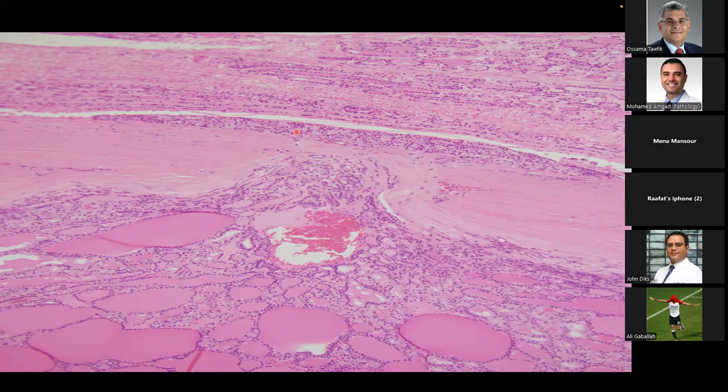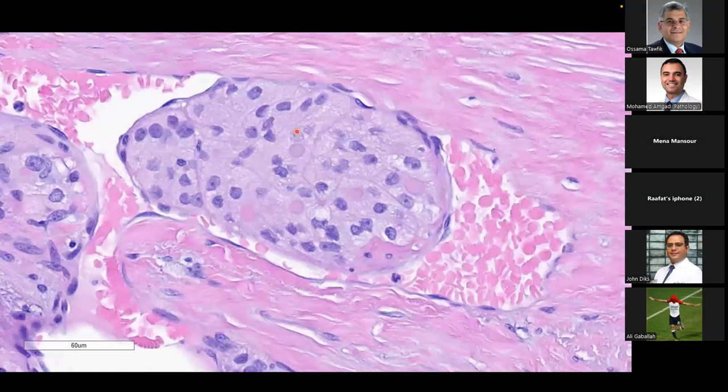What will help with capsular invasion is that it's very important to do levels. When I see something suspicious, I usually get 3 to 5 levels. I cut through the block to see if the tumor went through. So these are the patterns of capsular invasion. Of course, it can be very tricky to see.